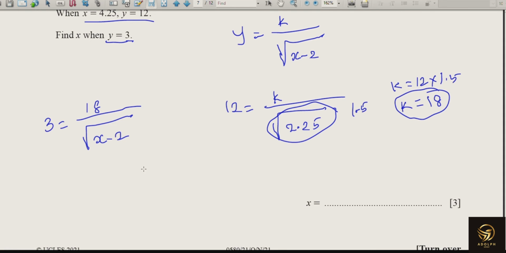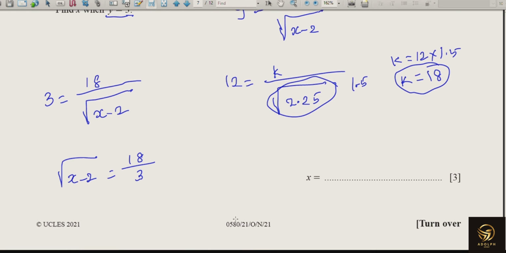Since I have to find the unknown value which is in the denominator, I can move that to the other side, so it becomes root of x minus 2. At the same time, 18 and 3 swap, so it is 18 by 3, which is 6. So root of x minus 2 is 6. Then the root goes to the other side and it becomes 6 squared, which is 36. So x is going to be 38.